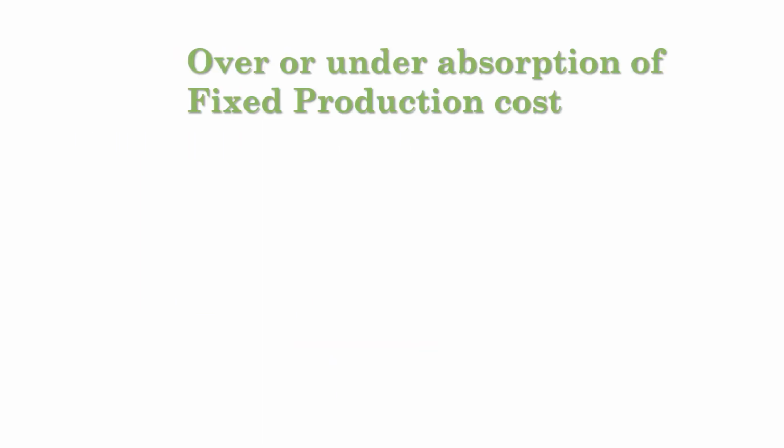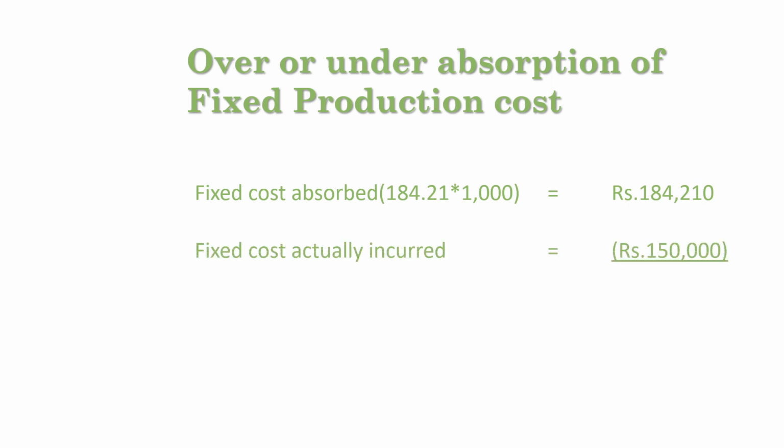So let's calculate the overall under absorption. So here the fixed cost absorbed based on the OAR of 184 rupees and 21 cents into 1000 units of production. So the value is 184,210. From that value we have to deduct the fixed cost actually incurred, which is 150,000. So we are getting the overabsorbed cost as 34,210.